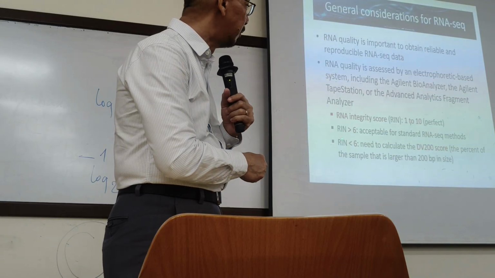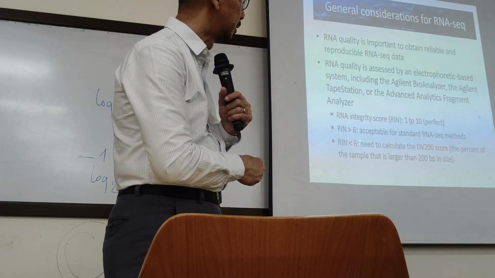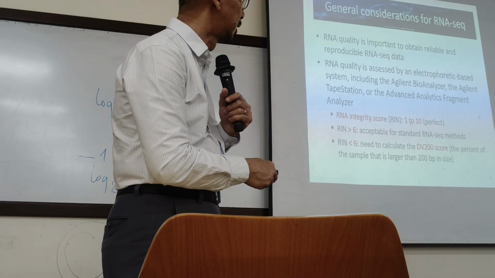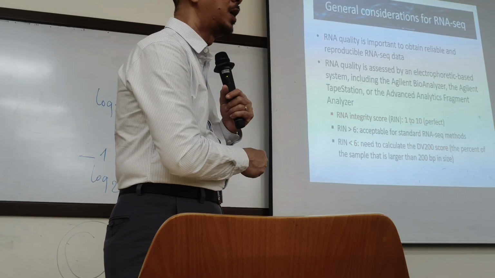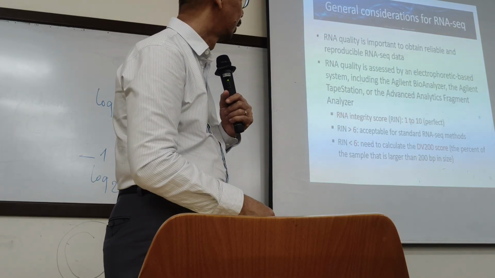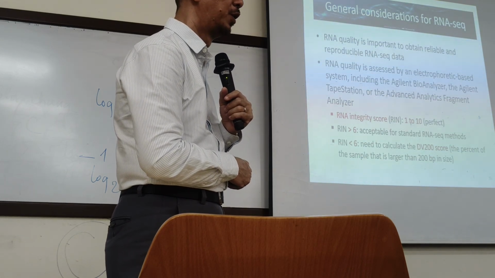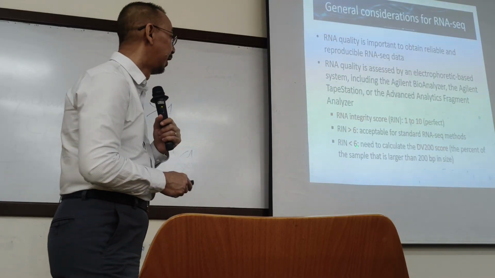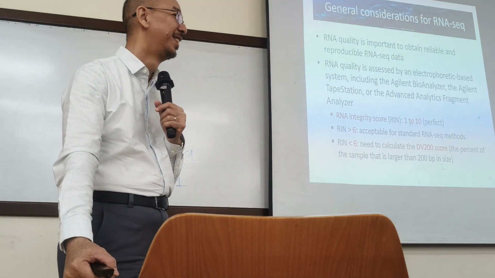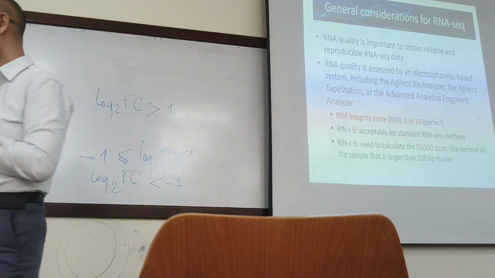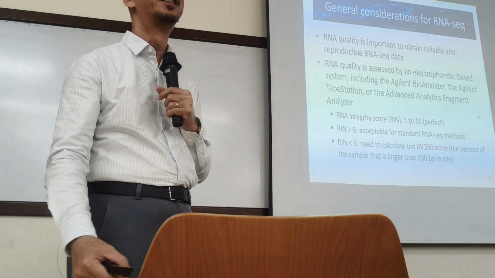You know, the RIN value of 6 or more is accepted for sequencing. That means the RNA quality is good enough for sequencing. If smaller than 6, how do we do?